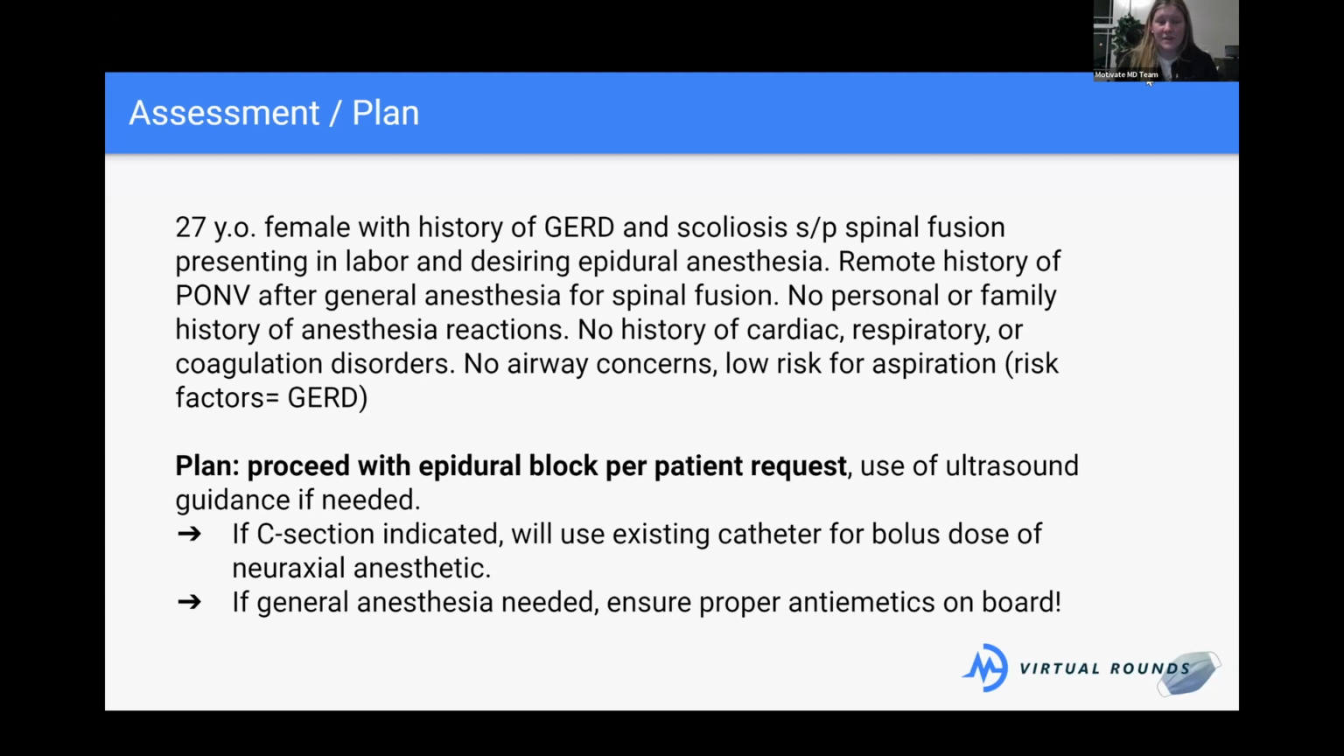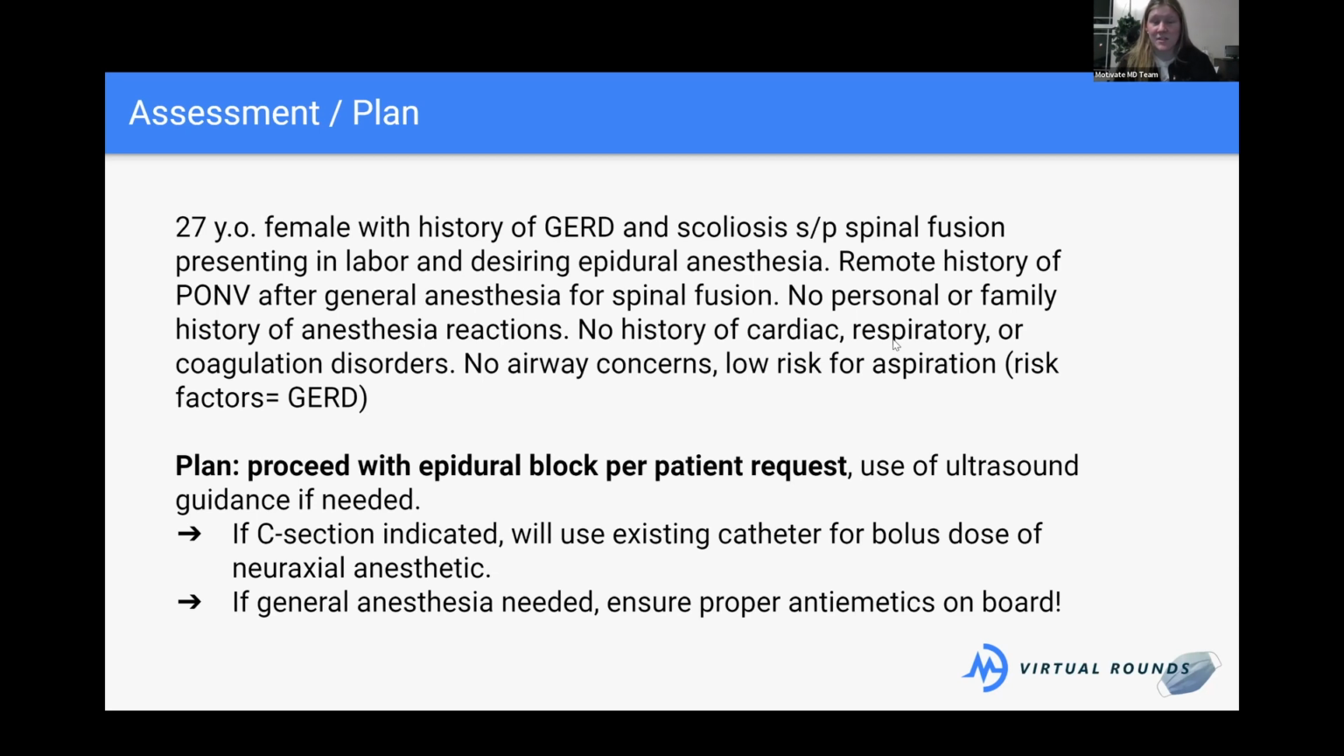She has a remote history of postoperative nausea and vomiting, that's what PONV stands for, after general anesthesia for her spinal fusion. She has no personal or family history of anesthesia reactions, no history of cardiac, respiratory, or coagulation disorders, and we have no airway concerns, and she is a low aspiration risk, with that risk factor being the little bit of gastroesophageal reflux, or GERD. So overall, this is a very reassuring assessment.